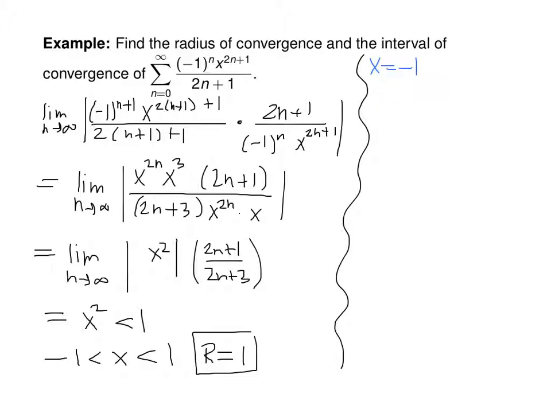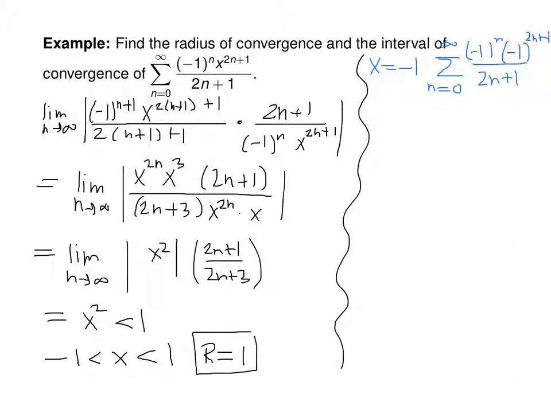So let's test x equals negative 1. When I input negative 1, I get the sum from n equals 0 to infinity of negative 1 to the n, negative 1 to the 2n plus 1, over 2n plus 1. And I have to determine if this series really is alternating, because if it's alternating, then we're going to have a convergent series, but if, say, the numerators are always 1, then we're going to have a divergent series.